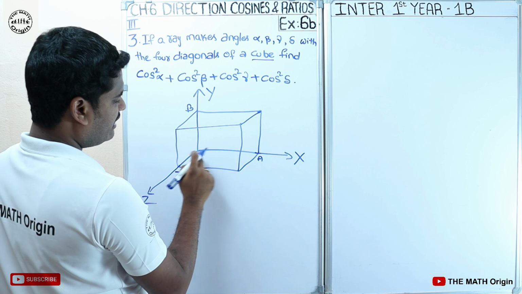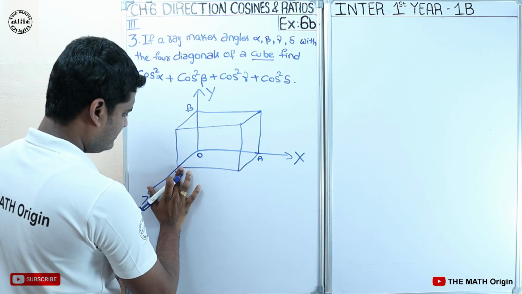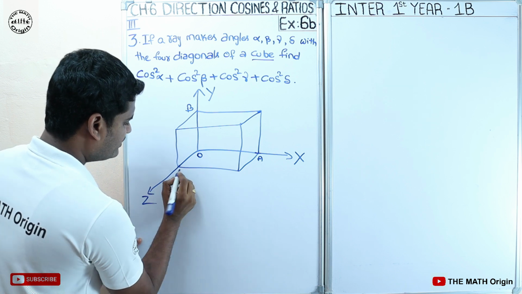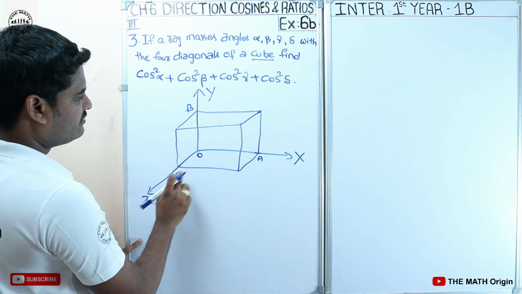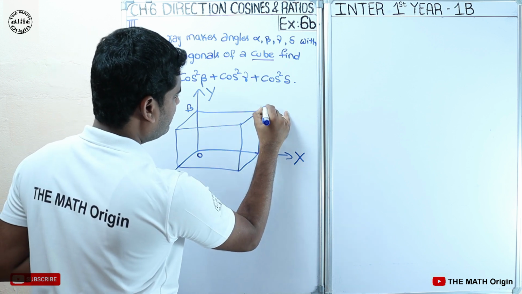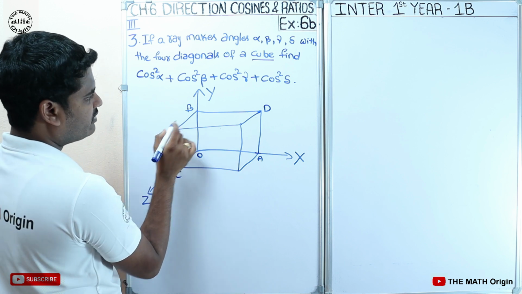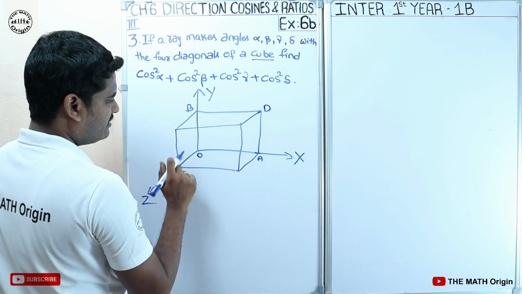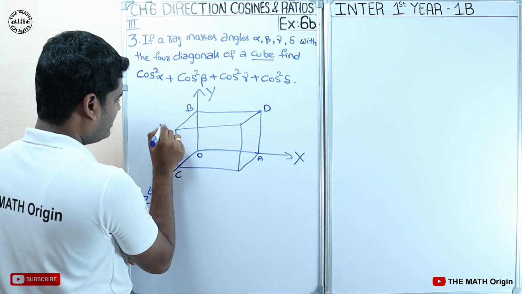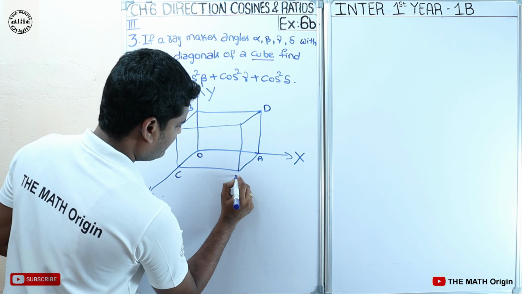Now I will make O, A, B, C. Next, in the XY plane we have this point, which I will call D, in the YZ plane we have this point, which I will call E, and in the XZ plane we have the point F.